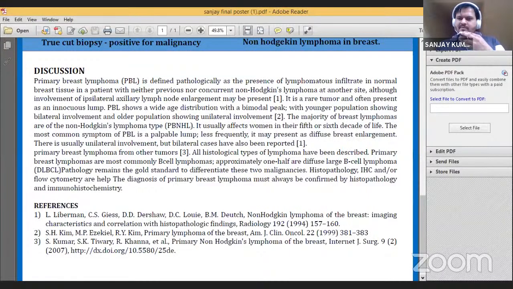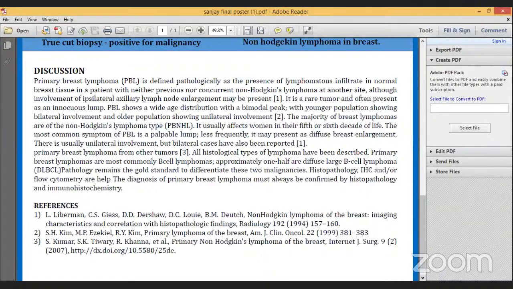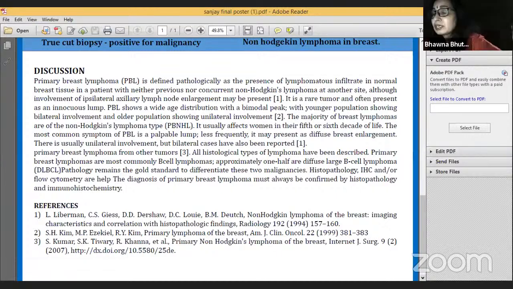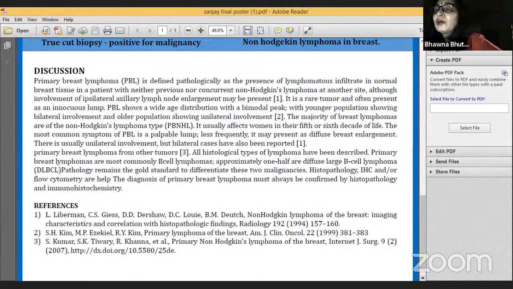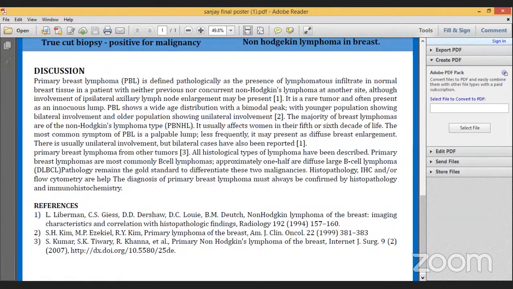I was saying, you are calling it a primary breast lymphoma. So what is the criteria for primary breast lymphoma? There is a criteria. What is the criteria? I don't know. You have to exclude whether widespread involvement is there or not.